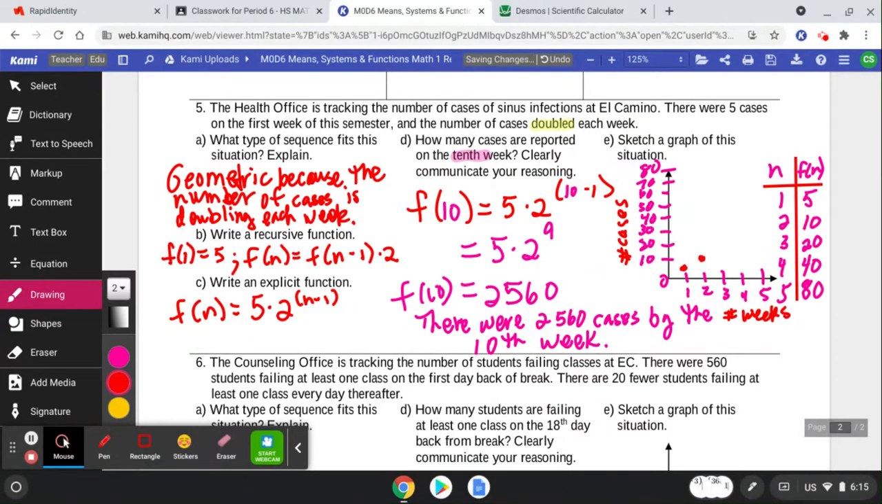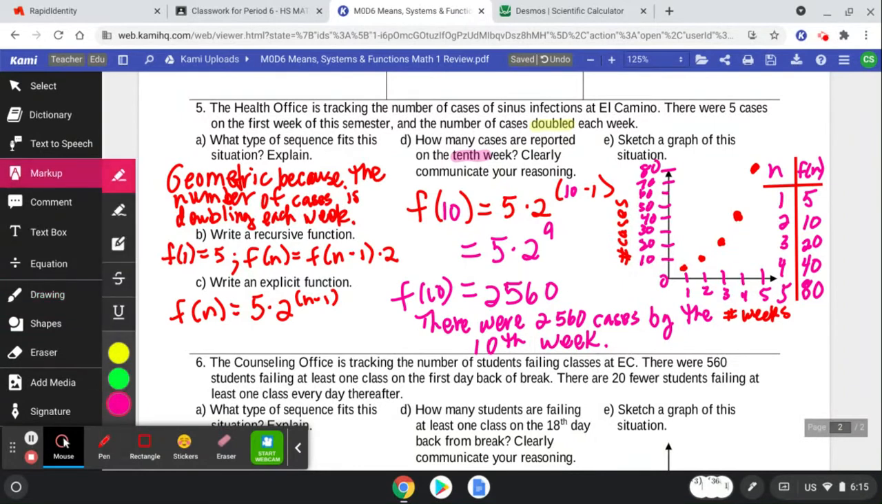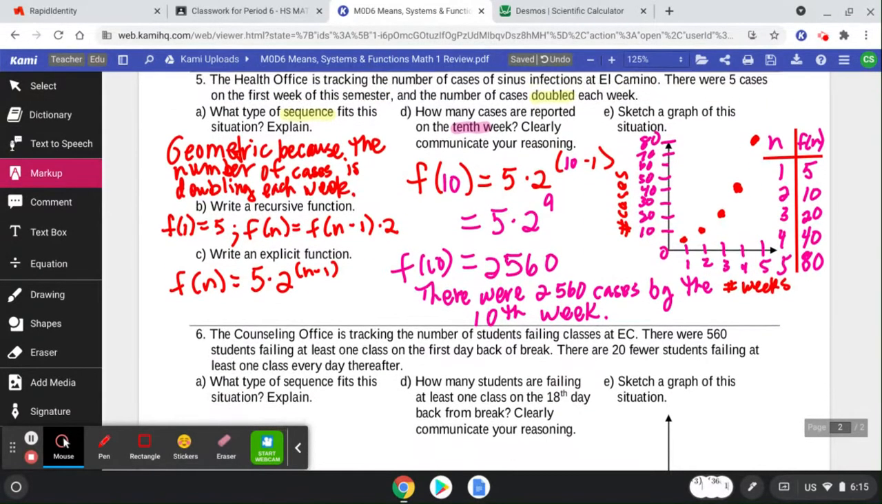3, 20. 4, 40. And 5, 80. I don't know, something like that. Remember, we're just sketching. Now, because this is a sequence and it doubled each week, we don't know what's happening in between that, so we are not going to connect it. Remember that sequences are discrete, not connected. So that was an example of a geometric where we were doubling each week.